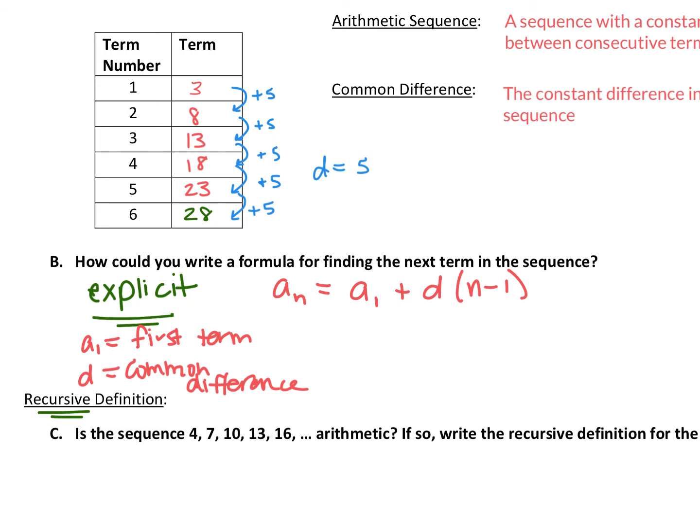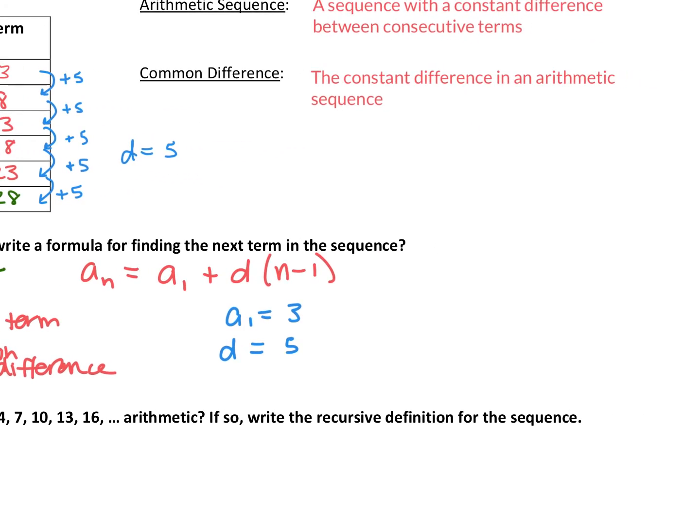All right, so if you know the first term and you know the common difference, you can write an explicit formula. In this case, our first term was 3. So again, these are the term numbers. So the first term is a 3. So A1 equals 3. And then our common difference was 5, a positive 5. We talked about that. So then what that formula looks like is a sub n equals your first term, 3, plus your common difference, 5, times n minus 1.